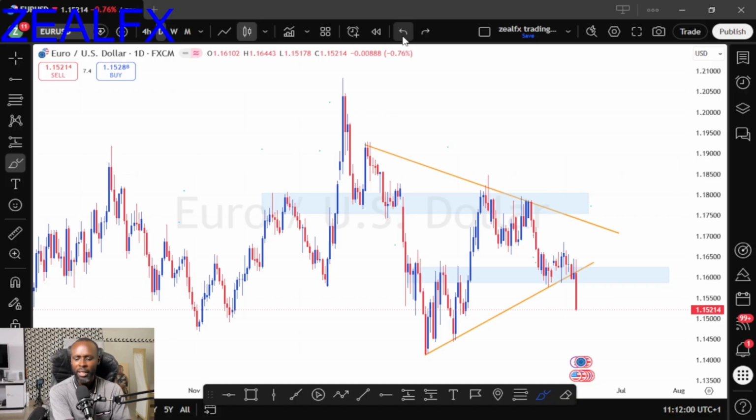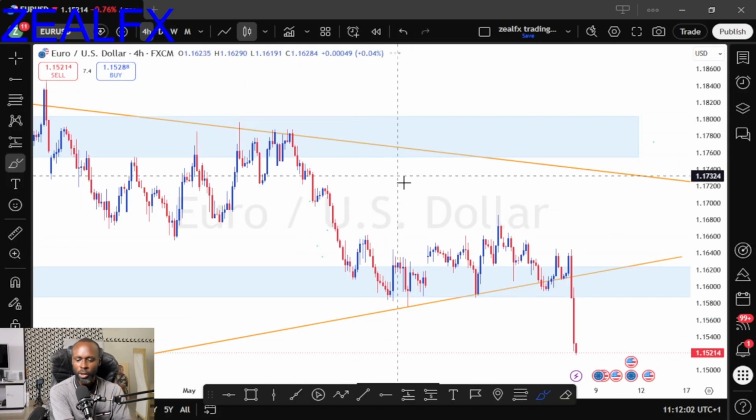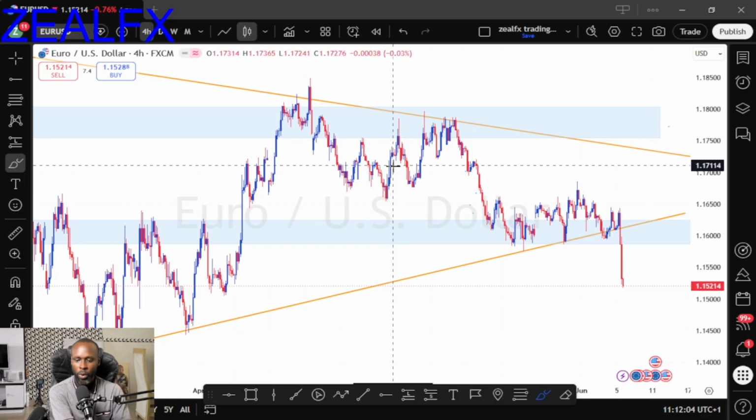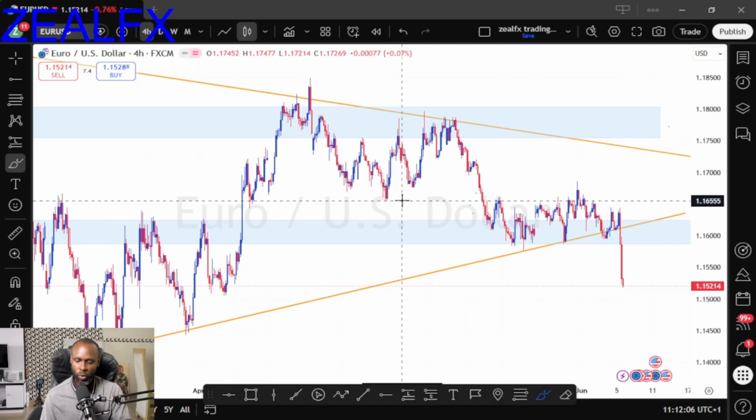So long as we have this clear structure for a selling opportunity on the Euro USD, we have to wait for price to retrace back to our area of interest on the daily time frame or the 4-hour time frame. Then we can start looking for more confirmation for our selling opportunity for the Euro USD. So let's look at the next pair.